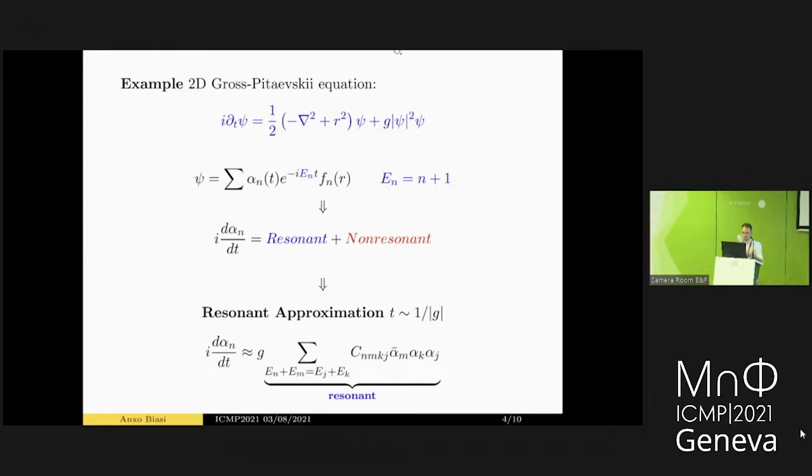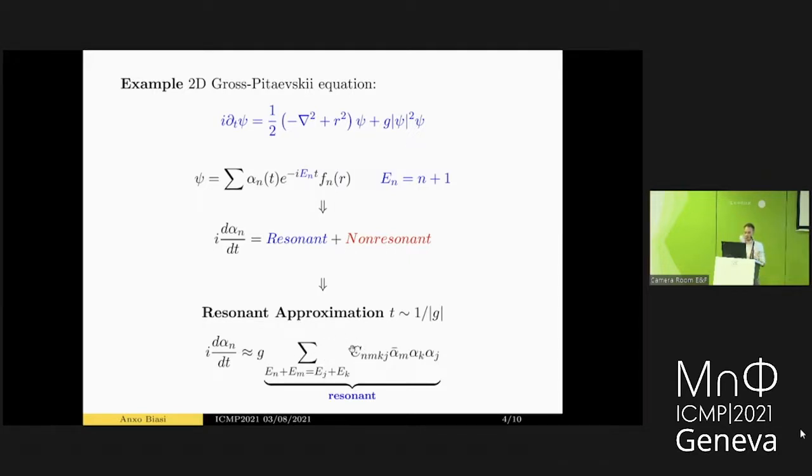And the point is that we can rewrite this equation in terms of the evolution of the coefficients of the Fourier modes. And this part is exact. We have an equation for these coefficients that is the resonant interactions plus the non-resonant interactions. However, as I said, at the time scale of 1 over g, where the first nonlinear effects appear, we can neglect the non-resonant interaction terms, so we can construct what is known as the resonant approximation, an equation of this form where we only have the resonant interactions between modes.